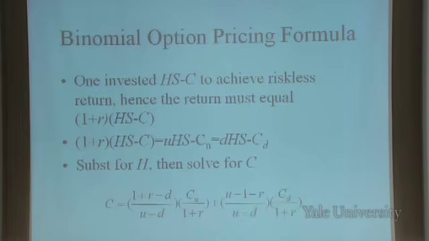arbitrage. So since you invested HS minus C in the portfolio, the total value of it has to equal 1 plus the riskless rate times HS minus C. And if you substitute in for HS minus C, you find out that it equals this. And substitute for H into this, and you get the price of the call today. It's simple algebra, but there it is. So that's the arbitrage theory call option price.